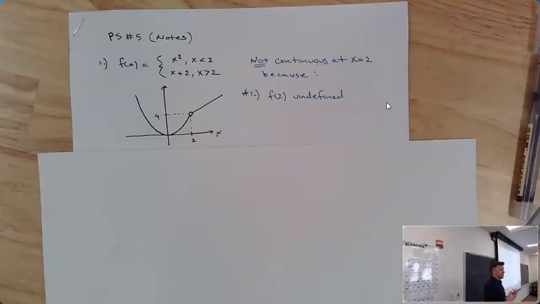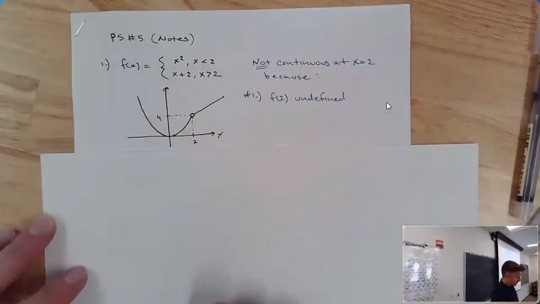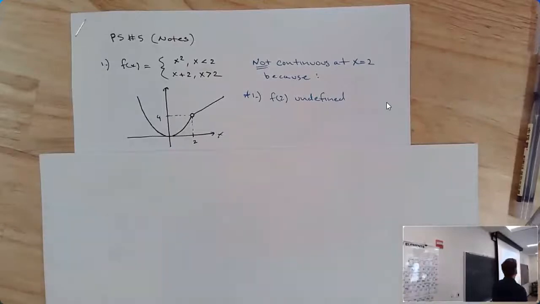But really, to be more specific, I should say this function is continuous everywhere except at x equal to 2. So this function is definitely continuous everywhere, but it's not continuous at x equal to 2. And here, I would say it's not continuous. And we can see that because f of 2 isn't even defined.